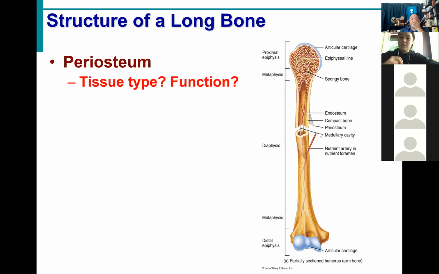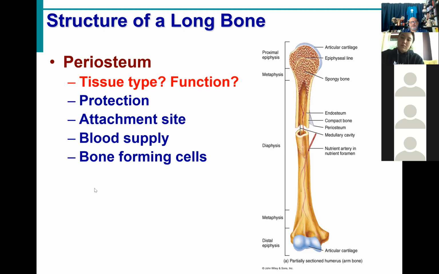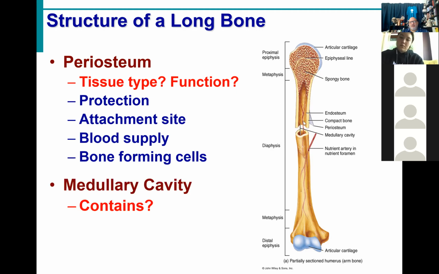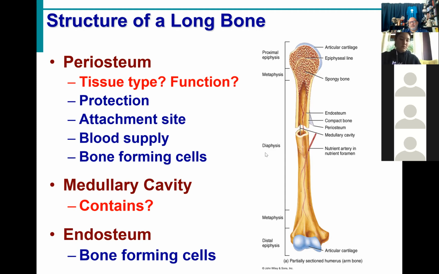As we mentioned, we have the periosteum on the outer surface. What type of tissue was it again? Dense irregular connective tissue. Excellent. Its function, remember, is to act as an attachment point for tendons and ligaments, hold blood vessels in place, provide protection, and house the immature cells. Our medullary cavity contains our yellow bone marrow and is lined with the endosteum that houses our immature cells. And that is our anatomy of the long bone.